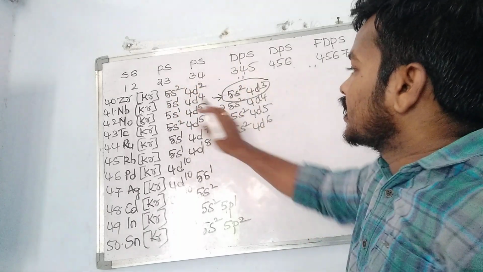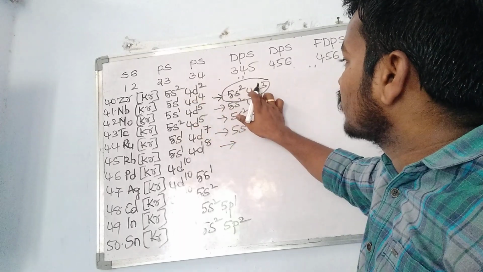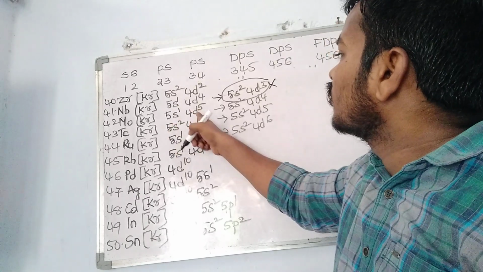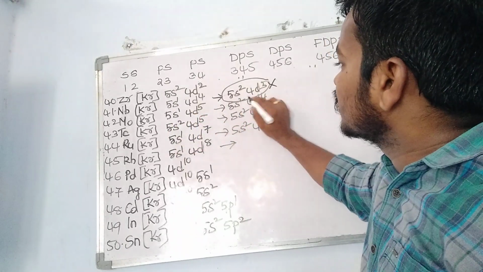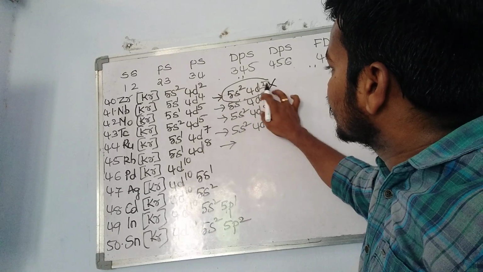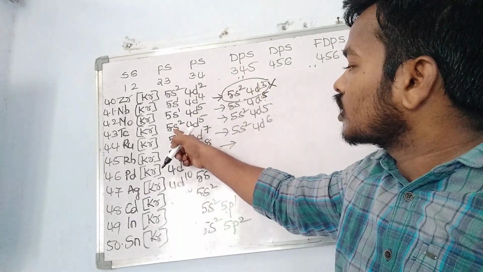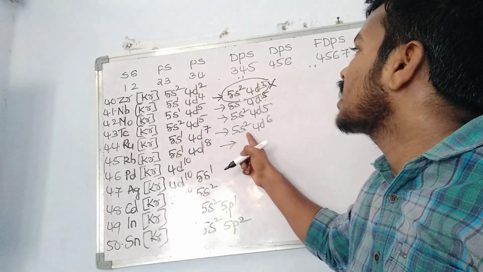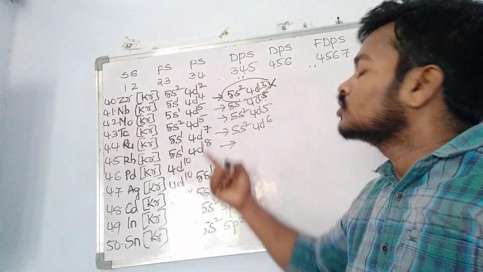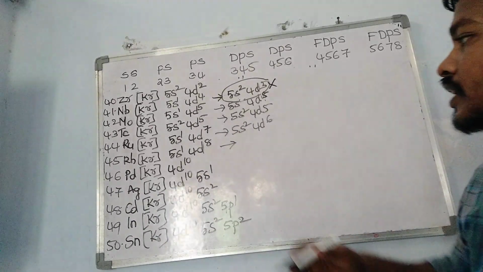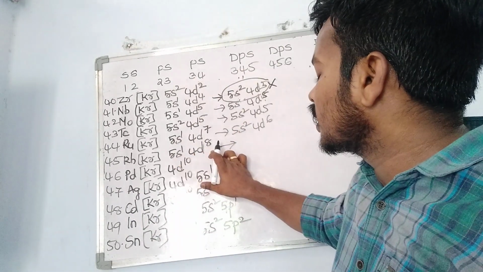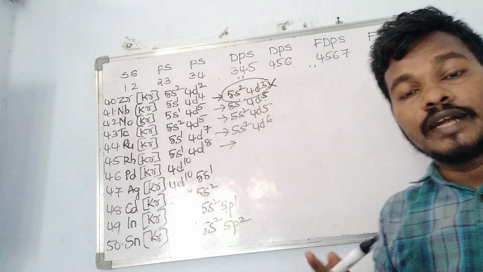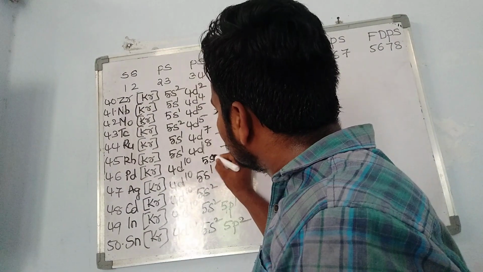That's why you write 5s1 4d4 instead of 5s2 4d3. Next one, 5s1 4d5. Why do you write the same? To make stability here. So after the 5s2, 4d5 as usual. See here, 5s1 again, 4d7 instead of 5s2 4d6. This is also the same reason. Next we write 5s1 4d8. Next we have 4d10. Immediately we are not writing 5s1; we are writing 5s0.